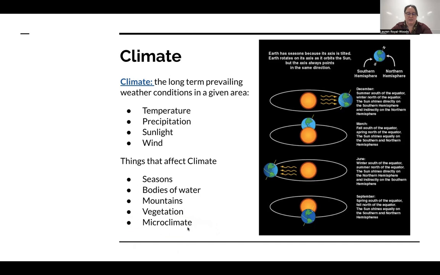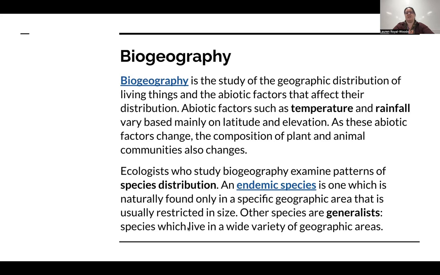Now, biogeography is the study of the geographic distribution of living things and the abiotic factors that affect their distribution. So again, temperature, rainfall, and these things can change. And when these things change, the plants and the animals also have to change with that to survive. Usually we study biogeography by examining patterns of species distribution. An endemic species is one that's naturally found in a specific area. For instance, those flowers and those hummingbirds I mentioned, they're mutualistic, they can't live without each other. That would be an example of an endemic species. You can only find them in that one place, and that's in the tropics.